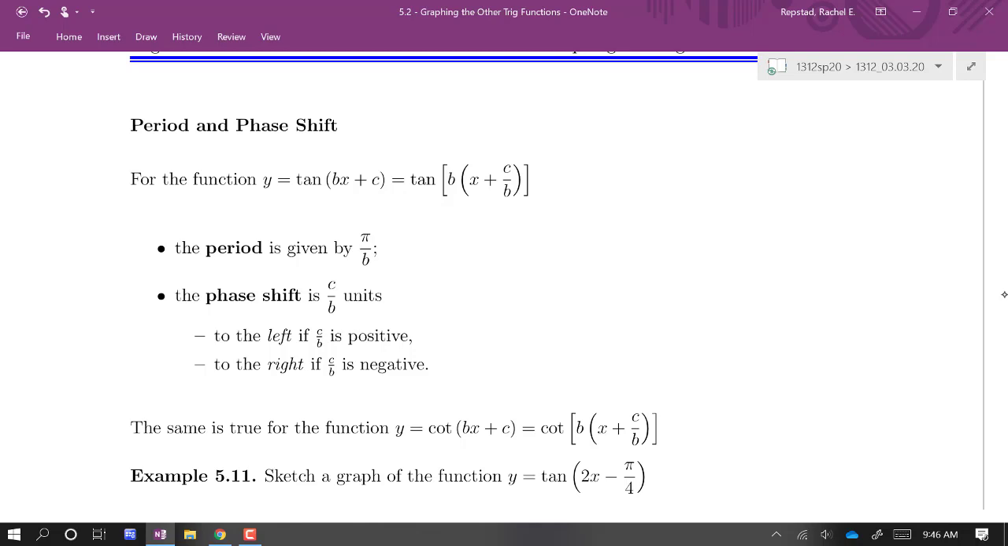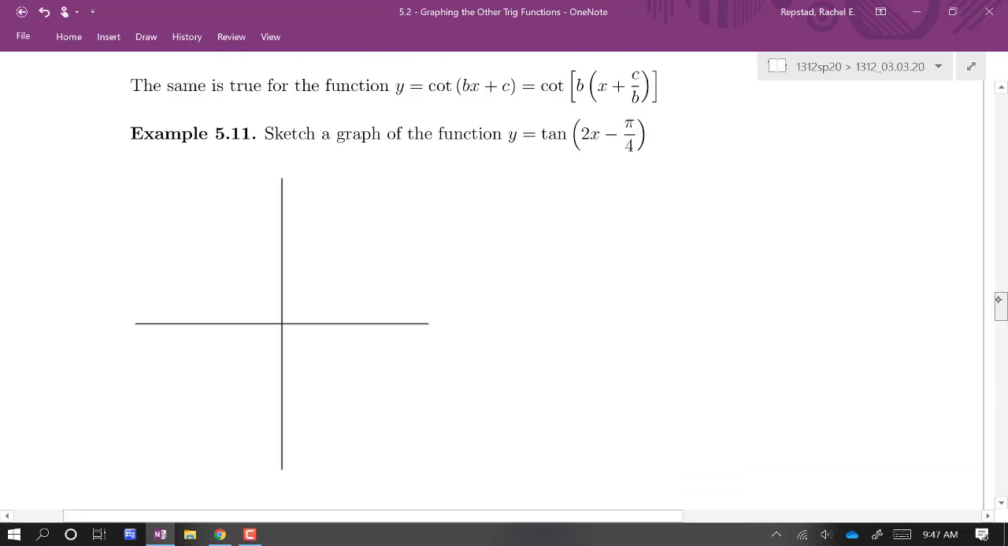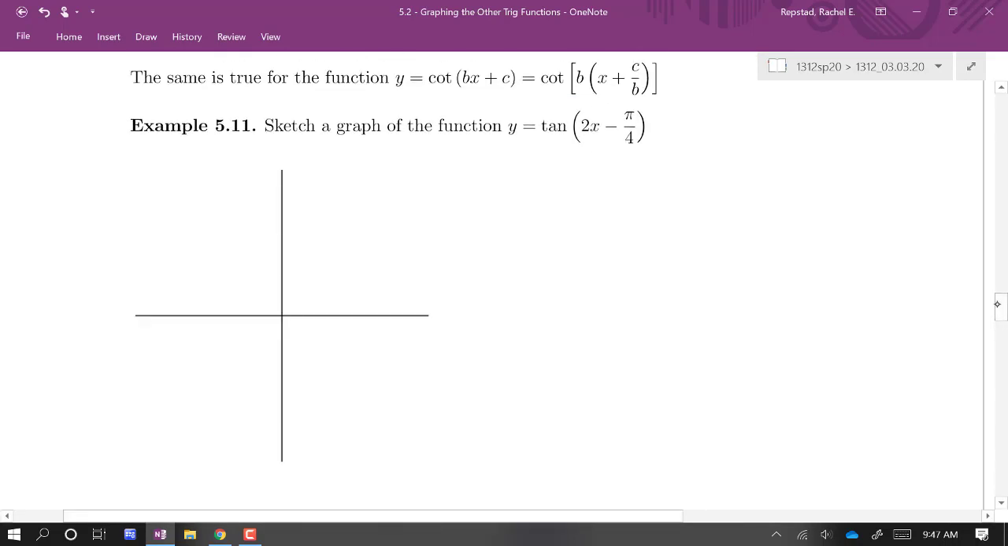We still do that thing where we factor out the b, and we still grab the phase shift from the value after we factored out that b. And the rule is the same as far as the direction. If it's plus a constant, it goes to the left. If it's minus a constant, it goes to the right. So we could, real quick, sketch a graph of this function. Or maybe not super quick, we can take our time and enjoy it.